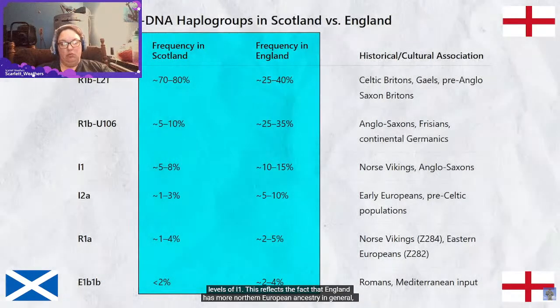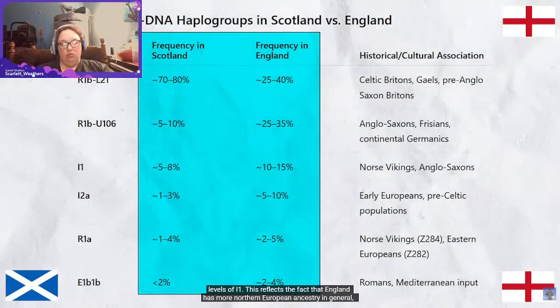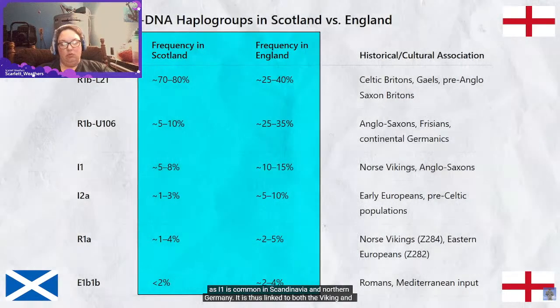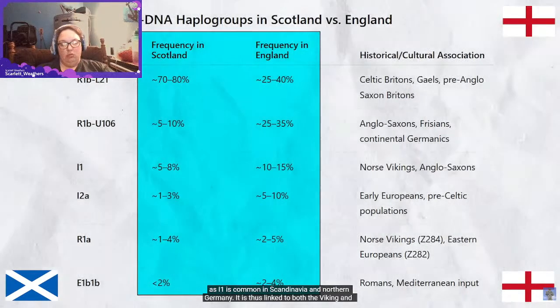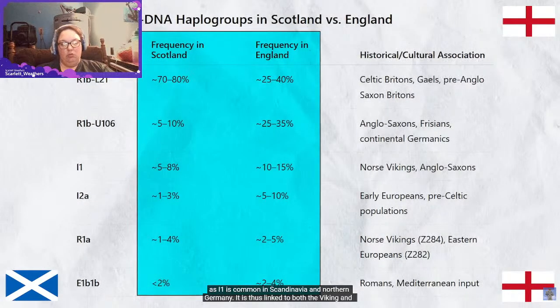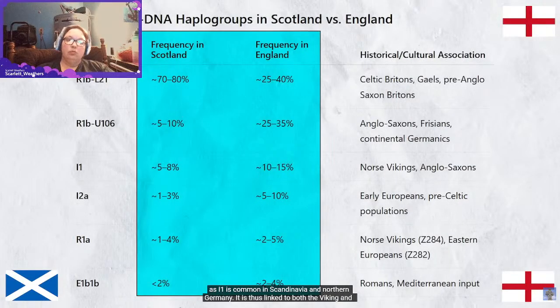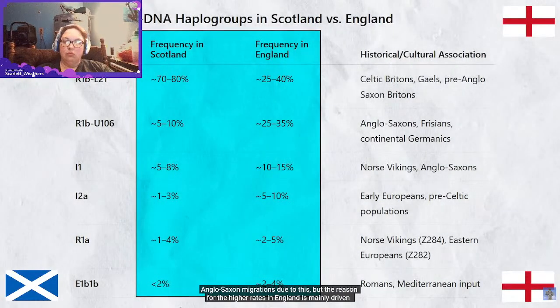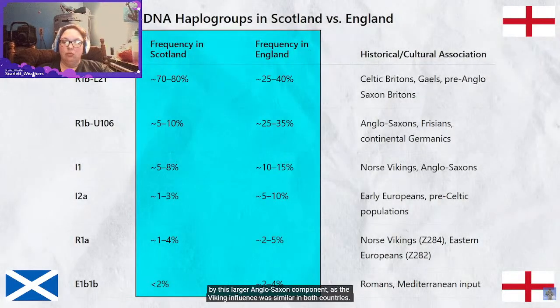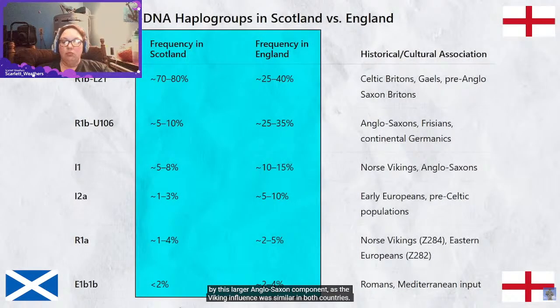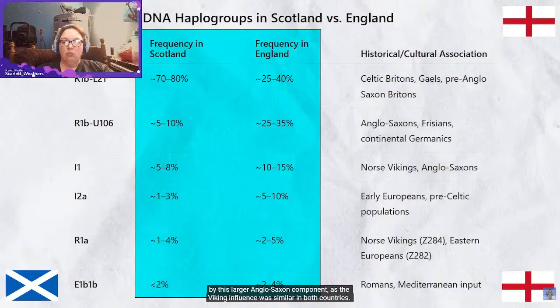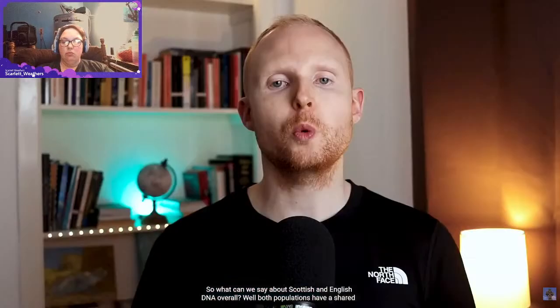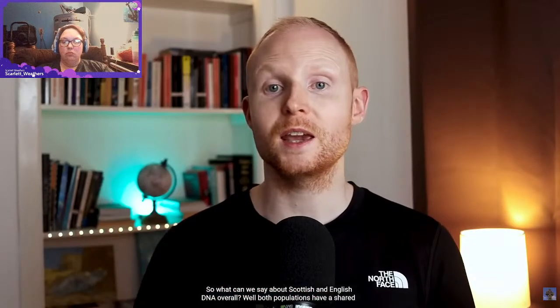This reflects the fact that England has more Northern European ancestry in general, as I1 is common in Scandinavia as well as Northern Germany and Northern Europe in general. It is thus linked to both the Vikings and the Anglo-Saxon migrations, but the main reason for the higher rates in England is driven by this larger Anglo-Saxon component, as the Viking influence was similar in both countries. So what can we say about Scottish and English DNA overall?